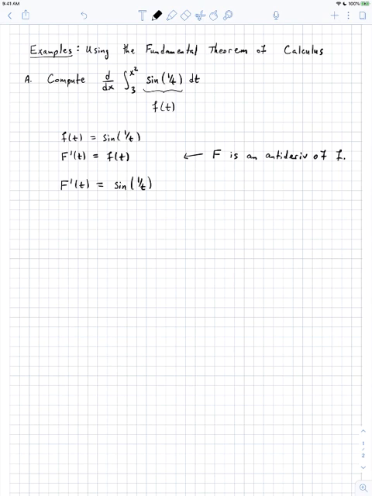And we can evaluate a definite integral using the evaluation theorem. So the integral from 3 to the number x squared of sine 1 over t dt, using the evaluation theorem, is the antiderivative of sine of 1 over t evaluated at the upper limit minus the antiderivative evaluated at the lower limit. So here we're using the evaluation theorem. This actually does pretty much everything we need it to, except for one thing. We just need to compute the derivative.